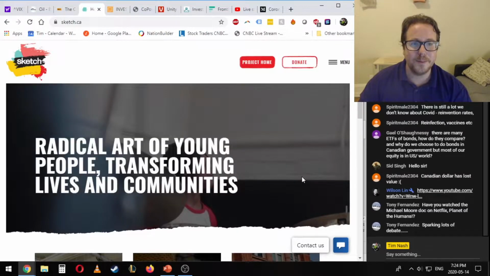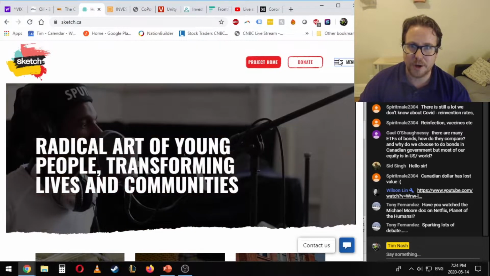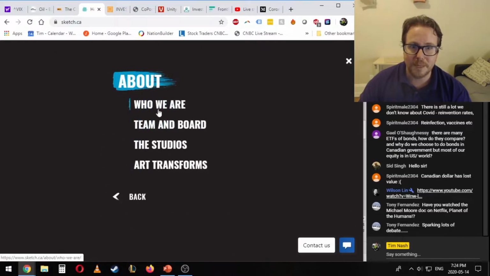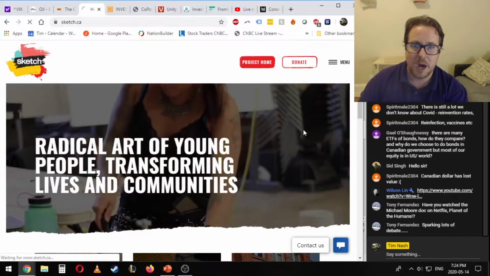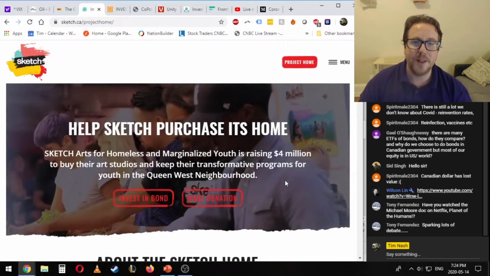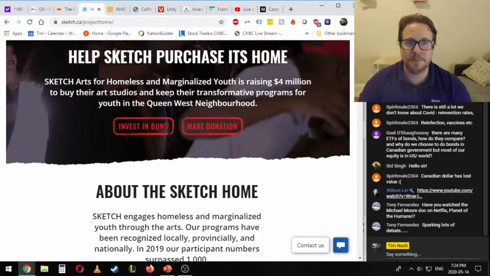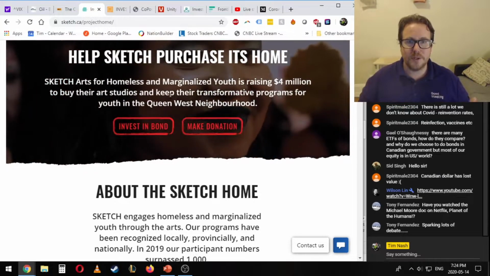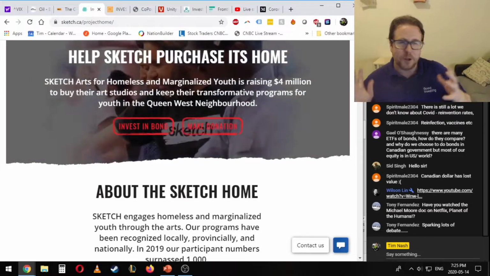The second one I'm going to show you is Sketch. So Sketch is an amazing organization, again, here in Toronto. They do arts programming for homeless youth, or youth who are on the verge of homelessness. So they're just so cool. They're an amazing organization. What they're doing right now is buying the building, or not the building, but the space that they're in. So they're on Shaw Street. We have the Artscape building, which is a gorgeous building, sort of Queen West on Shaw Street.